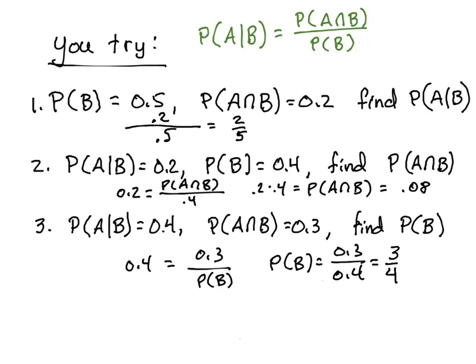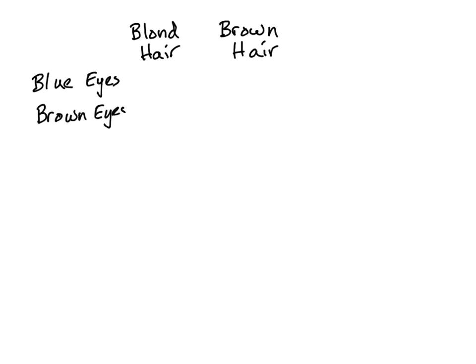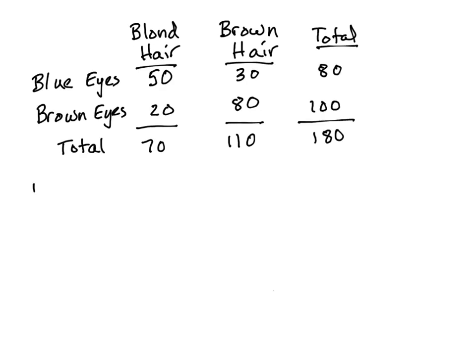Okay, so then to recap what we've been talking about here, I'll give another example. Let's say we have people with blonde hair, brown hair, blue eyes, and brown eyes, and I'll make up some numbers here. So this group of 180 people, you have 70 of them have blonde hair, 110 of them have brown hair, 80 of them have blue eyes, and 100 of them have brown eyes.